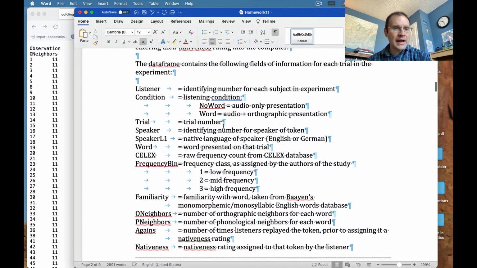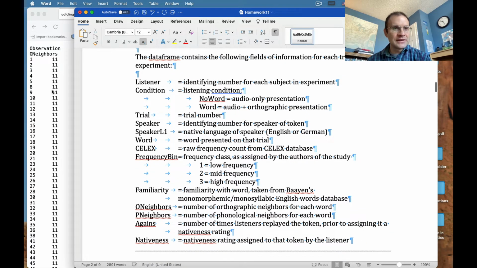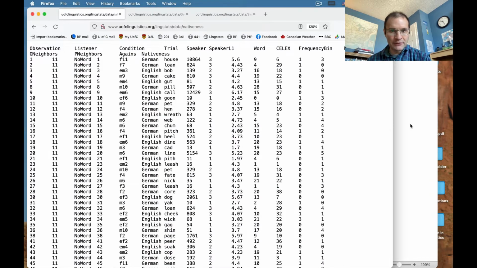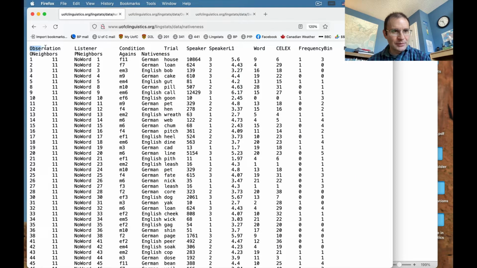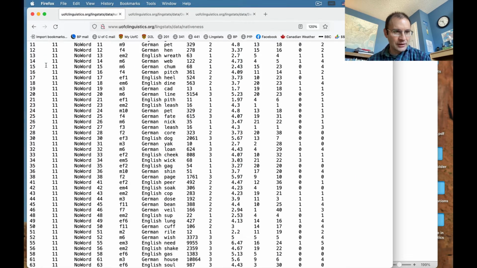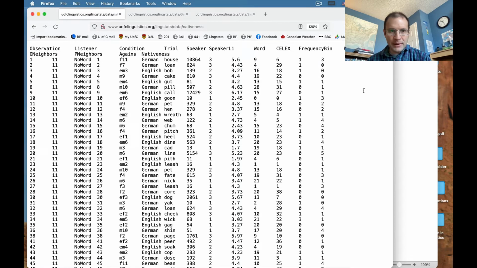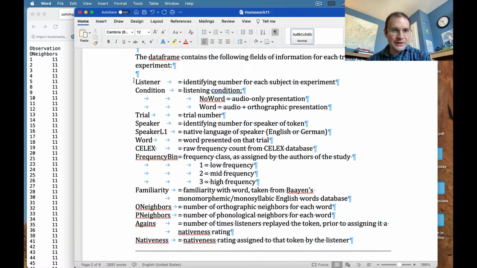Okay, so I've got all this information about what's in this data frame. As you can see, there's a large number of variables. There's a specific number for listeners. There's also an observation number here, which is just a unique number for each row. You don't have to worry about that one too much. There's a specific unique ID number for a listener. There's 2 different listening conditions. There's either no word, which is audio only, and word, which is audio and orthographic presentation, so they could read the word while they were hearing it.